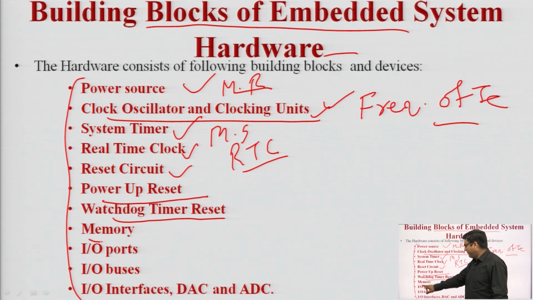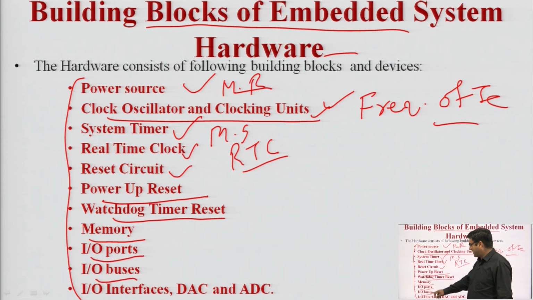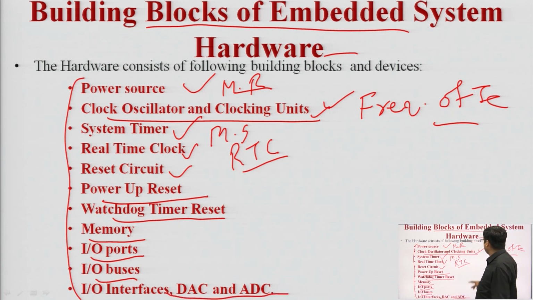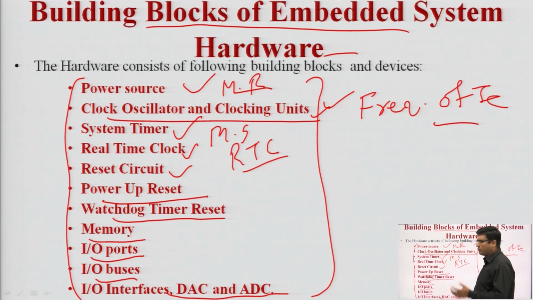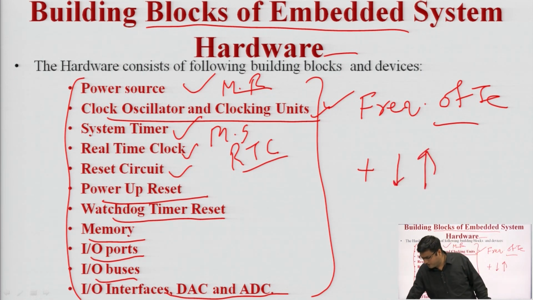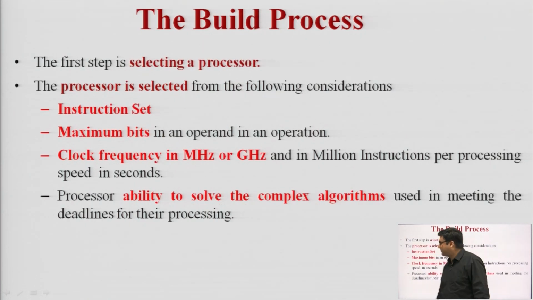Memory we can use, it may be RAM or ROM. Input output ports we can use, input output buses we can use. Input output interfaces, DAC and ADC. We are not limited to this. There may be many building blocks in any particular embedded application, but these are the general ones. These blocks may increase or decrease according to the particular application. So these are the building blocks required to design an embedded system.